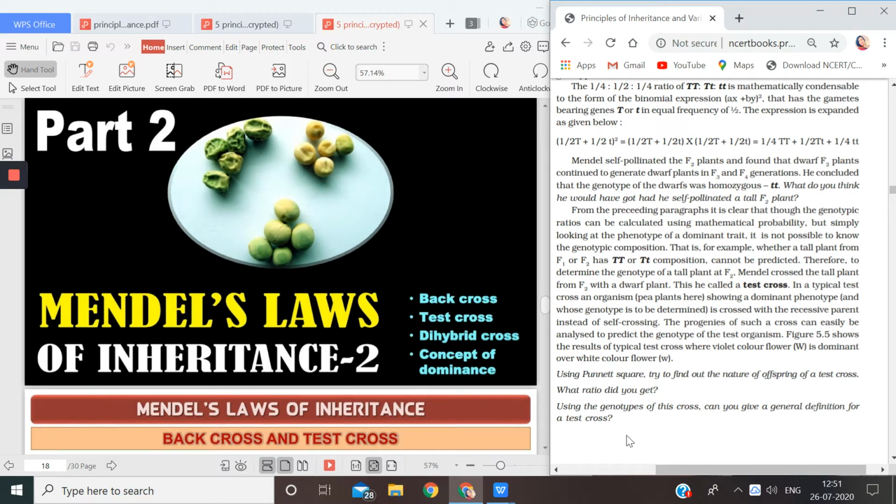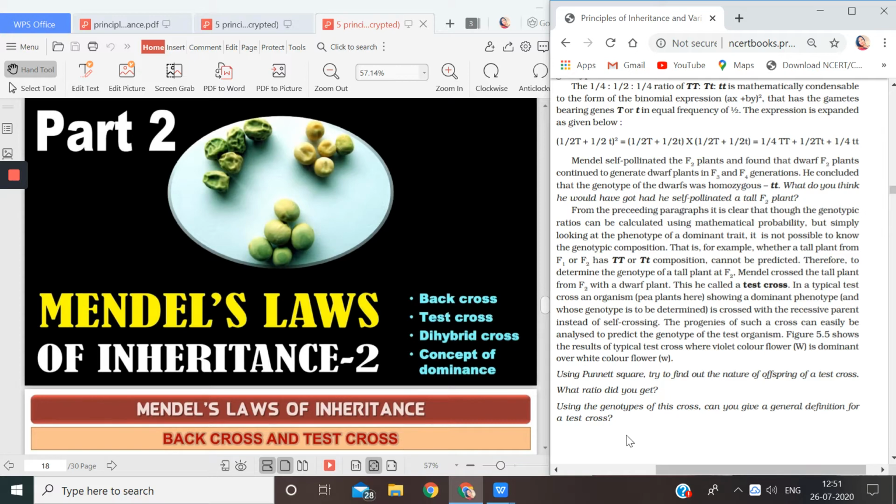So today we are going to talk about the next topic, that is test cross and back cross. In this video, on NCERT, we are going to follow the lines, and we will also be keeping some stress on the PowerPoint presentation so that the explanation is clear to you all.